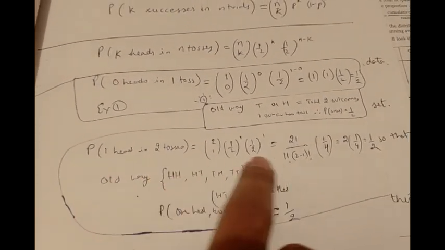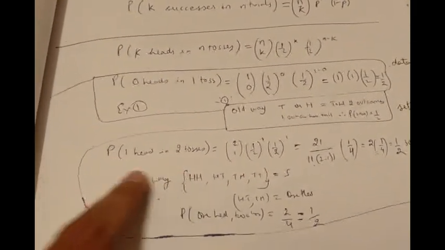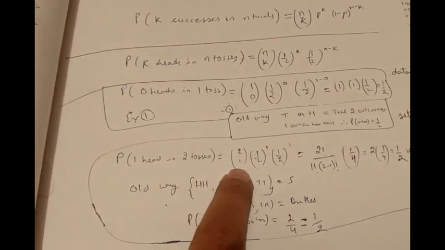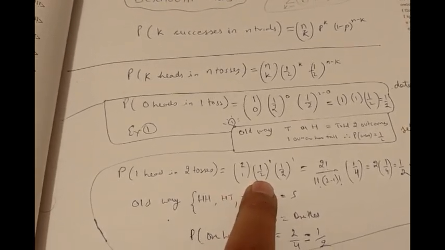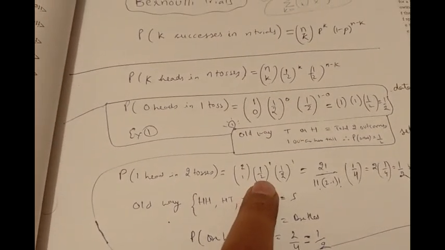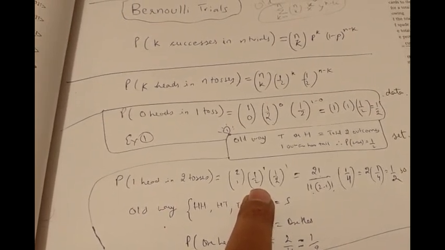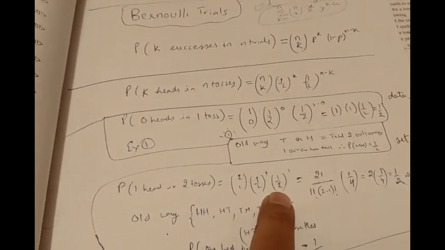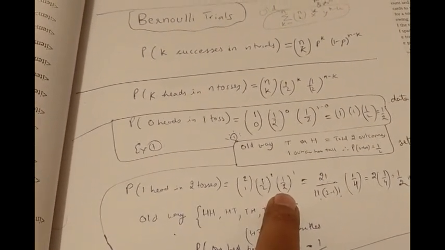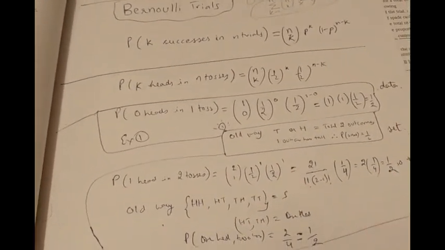But since we are trying to understand this formula, we can plug in the values here. If we have two total tosses, then we want only one of our tosses to give us a head. The probability of the event of having a head is 1 by 2. The number of times that we want it to happen is 1. And then 1 minus p is the probability of not having a head. Again, n minus k is 2 minus 1, which becomes 1, and that's how we get the answer.